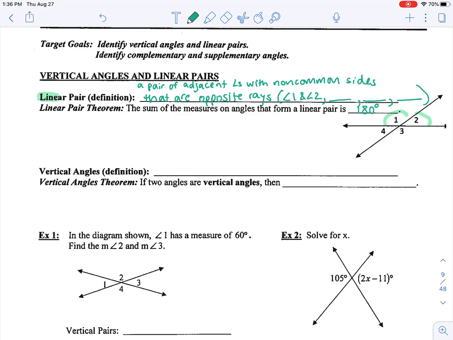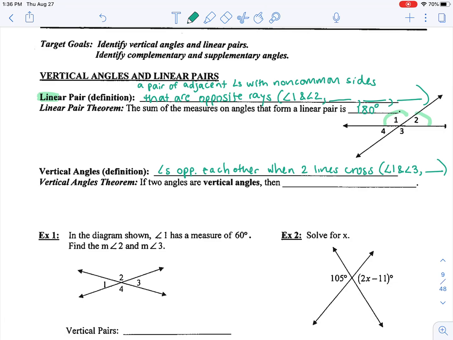Vertical angles definition: vertical angles are the angles across or opposite each other when 2 lines cross. So in the above diagram, angle 1 and 2 were a linear pair, but angle 1 and angle 3 are examples of vertical angles. Can I have you hit pause and name the other set of vertical angles?